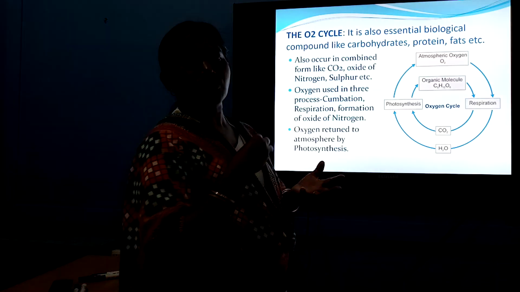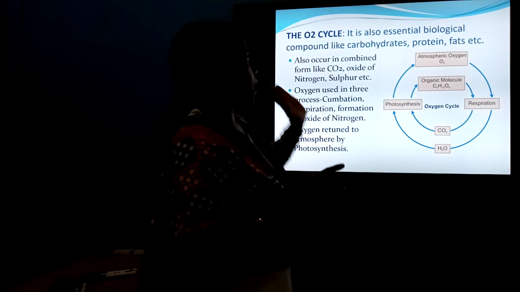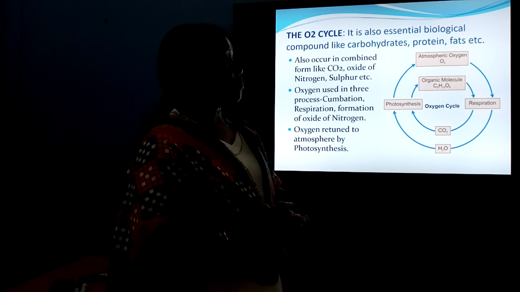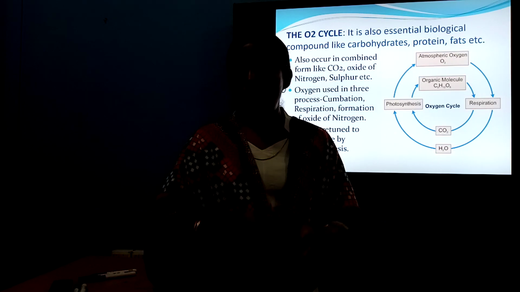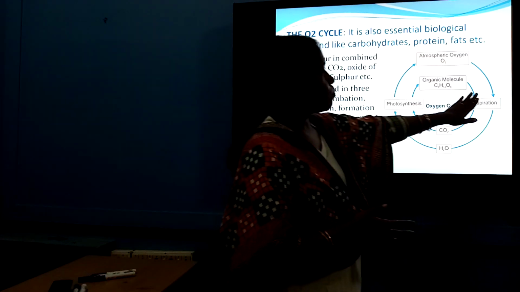Now the oxygen cycle, that is the cyclic exchange of oxygen between abiotic and biotic factors. Oxygen is also an essential part of biological compounds like carbohydrates, proteins, fats, etc. It also occurs in combined form like carbon dioxide, oxides of nitrogen and sulfur, etc. Oxygen is used in three processes: combustion, respiration and formation of oxides of nitrogen. And oxygen is returned to the atmosphere by photosynthesis. Now if you see the oxygen cycle, only two important processes are involved.